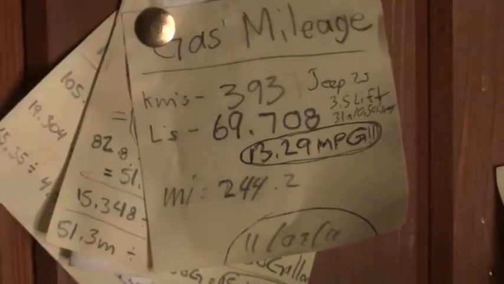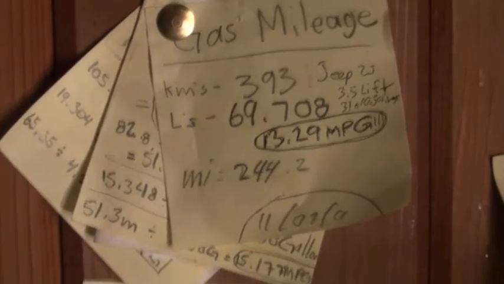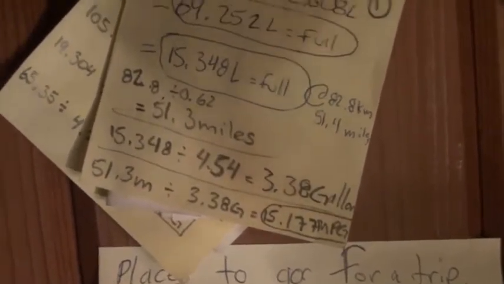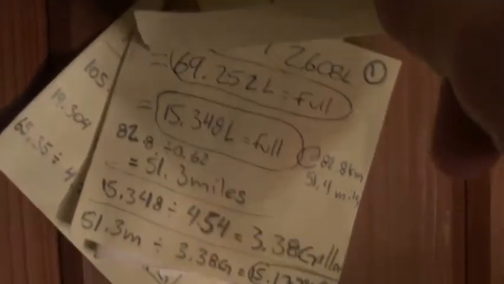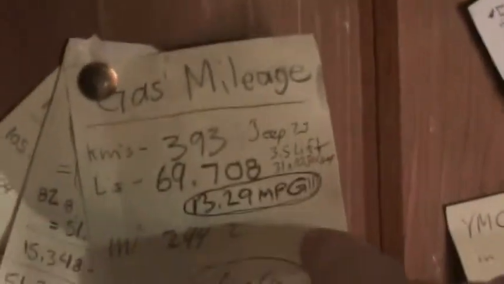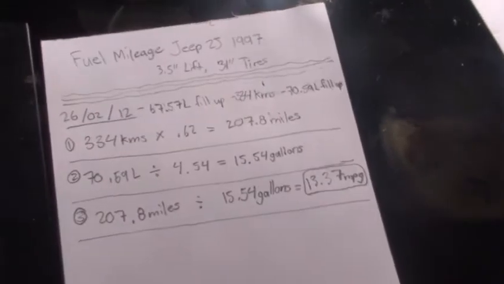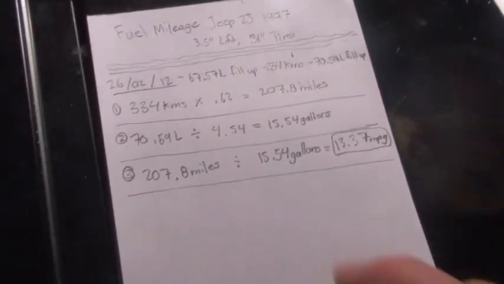So I got decent mileage compared to last time. And I got 15 miles per gallon this time without lift kit and tires. And when I added the lift kit and tires, it went down 2 miles per gallon. I did several fuel mileage tests after that, maintaining 13 miles per gallon.